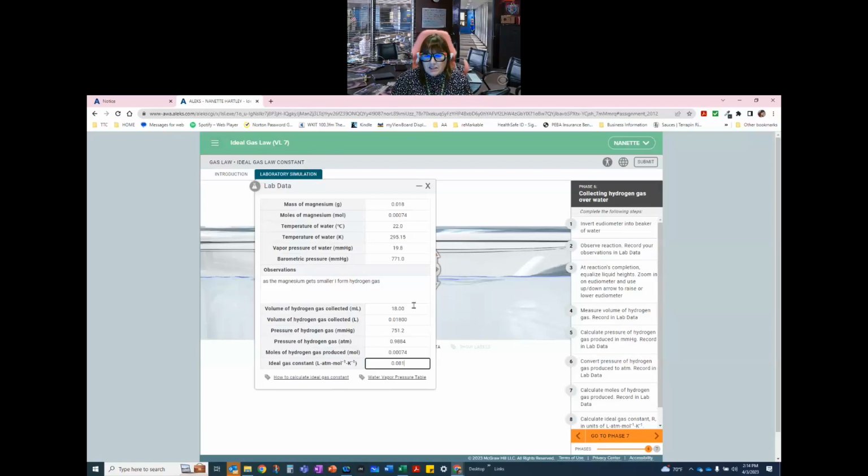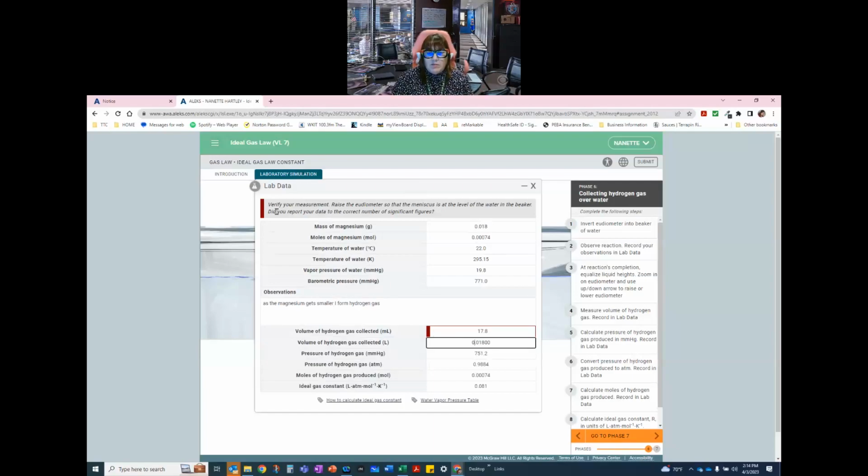Now, if this is wrong, if you put in like 17.8, right? It'll say verify your measurement, and it'll tell you either raise or lower. So you'll know which way to go so that it's level. And keep doing it until it stops complaining. That's really what it comes down to. You should be fine with that. And remember that this pressure is the barometric pressure minus the vapor pressure when you got to that point where it's even. All right, so that's what you're looking for.